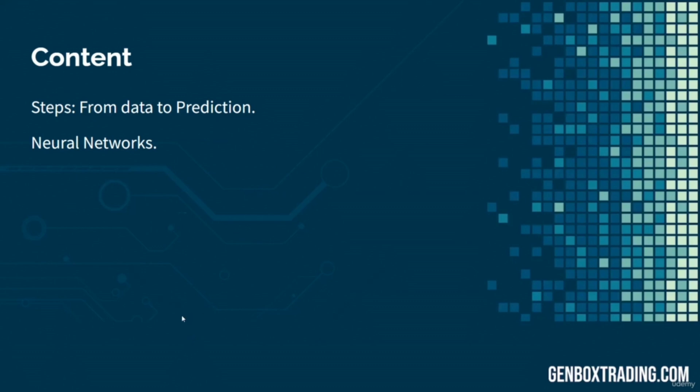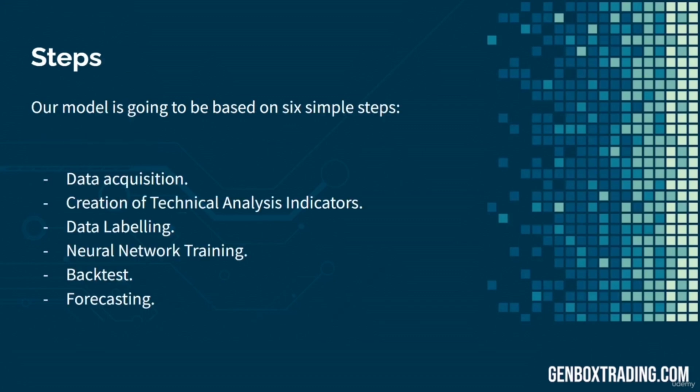Before rolling up our sleeves and starting to work on our model, we need to understand first two things. First of all, the steps that we are going to perform, anything from data acquisition to making forecasts, and also how neural networks work. So, our model is going to be based on 6 simple steps.